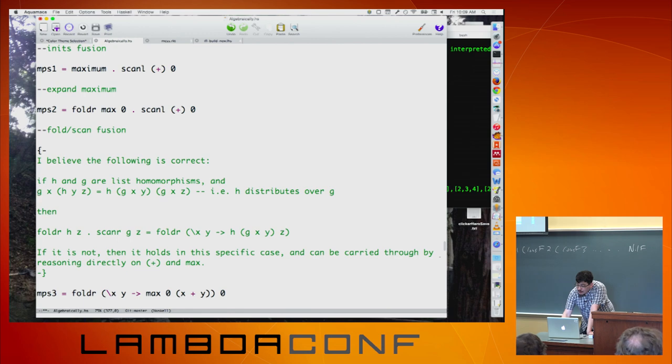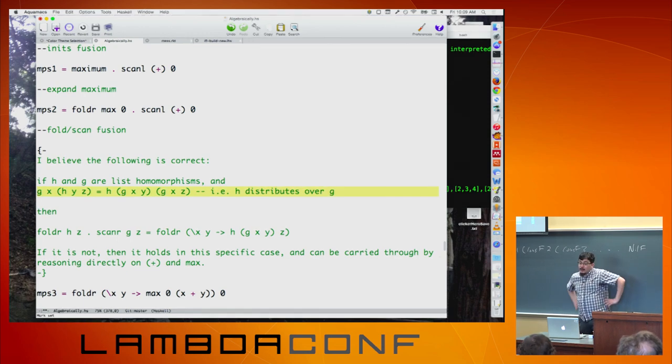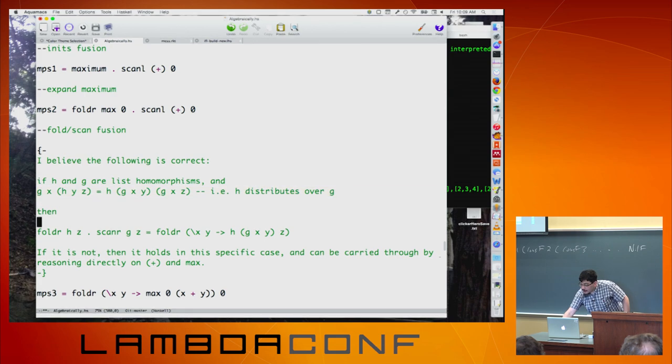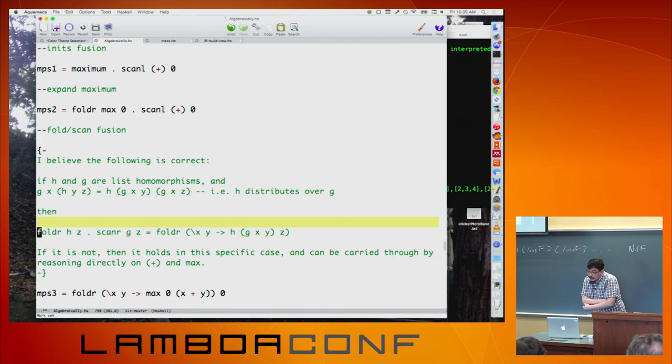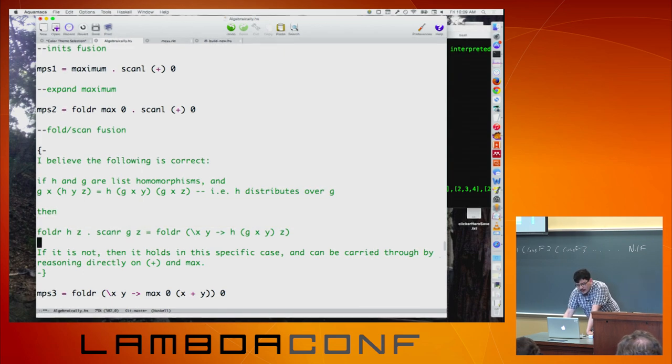But the more general statement is, I believe, that if H and G are list homomorphisms, and H distributes over G in the following sense, right, that G of X and H of Y, Z equals H of G of X, Z, Y, and G of X, Z, then you can always apply this fusion rule. Now, in our case, we're taking H to be max. Sorry, one of them is max and one of them is sum. I forget which is which in our case. And in that case, you can ensure that the reasoning works correctly.